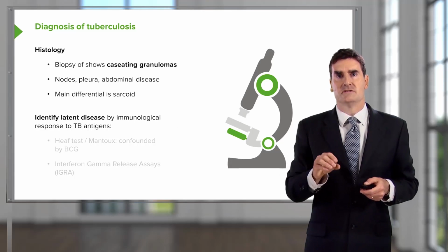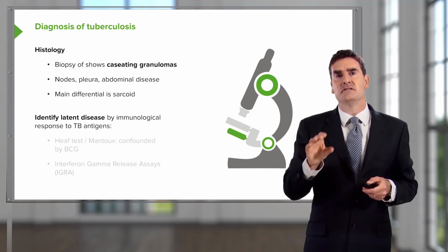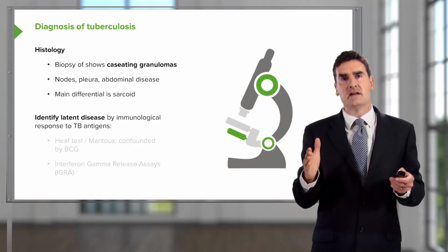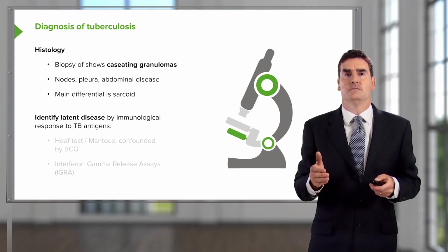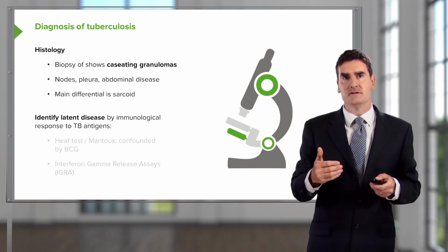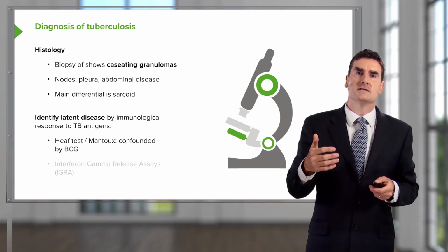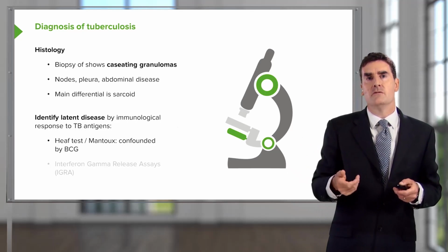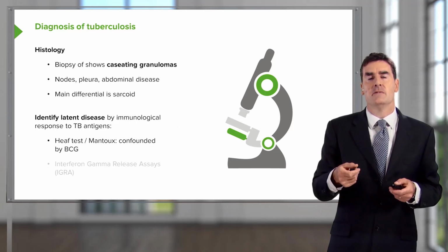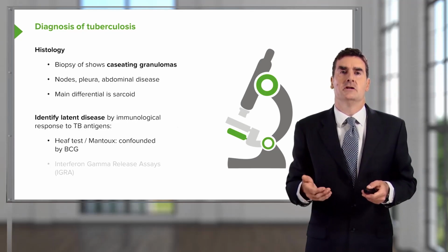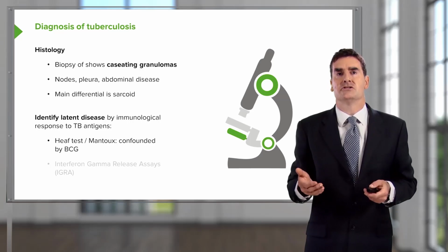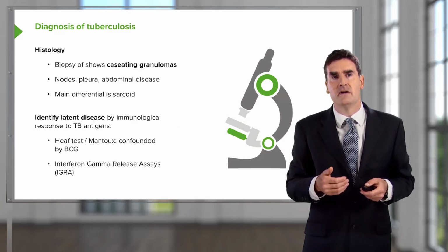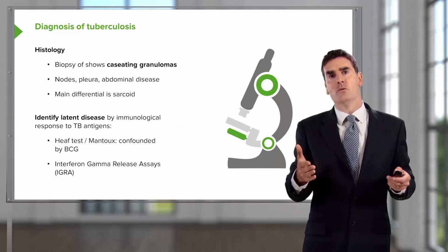We also use immunological testing, and what we use that for is to identify patients who've previously been exposed to or infected with tuberculosis, and this therefore identifies latent infection. We have two different methods for testing for that. One is the Heaf test or Mantoux test, where we inject a mixture of tuberculosis antigens into the skin. In patients who've previously been exposed to tuberculosis, that will stimulate an immunological reaction and a painful lump will form there.